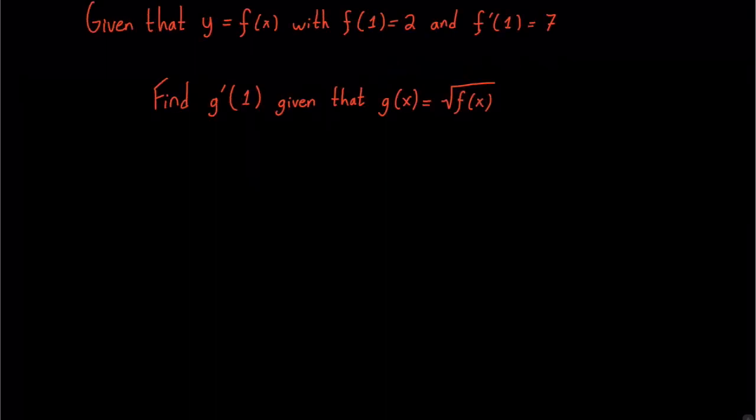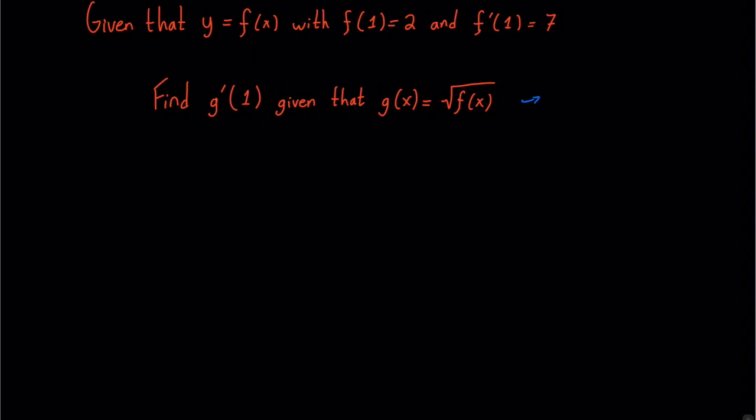Alright, let's look at another problem. So we're given that y equals f of x, where f of 1 equals 2, and f prime of 1 equals 7. And they want to find g prime of 1, given that g of x equals the square root of f of x. Alright, so before we even try to contemplate what this problem is saying, we're going to rewrite g of x. So we're going to say g of x equals f of x to the 1/2. This is just going to be easier when taking the chain rule derivative, because the square root makes it a little harder. So now we're going to find the derivative of g of x. So this is where we use our chain rule.